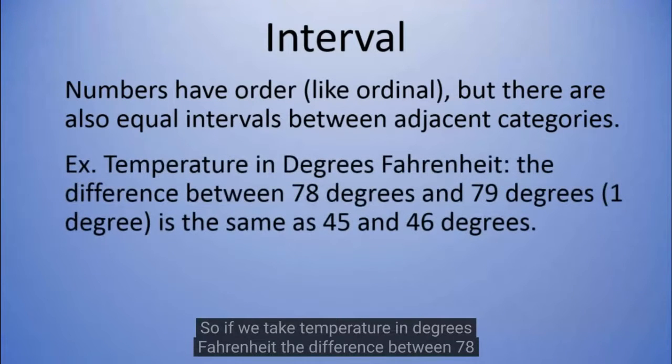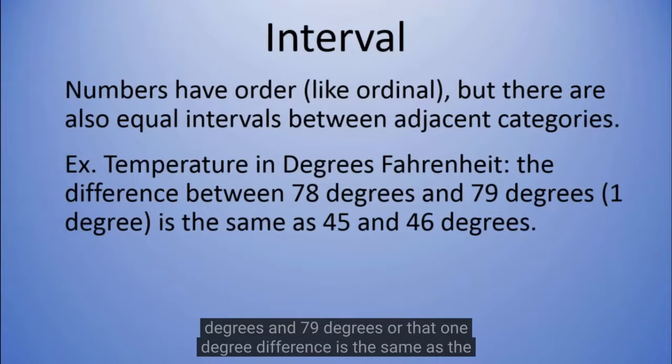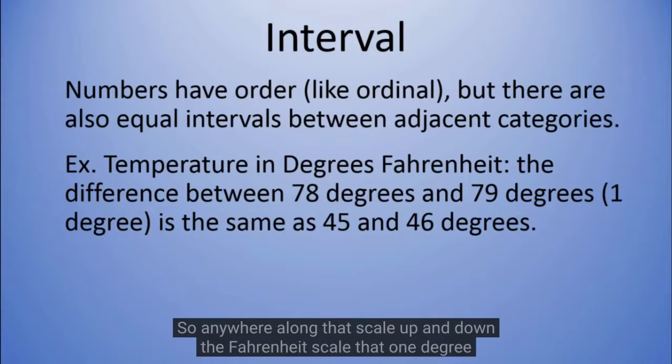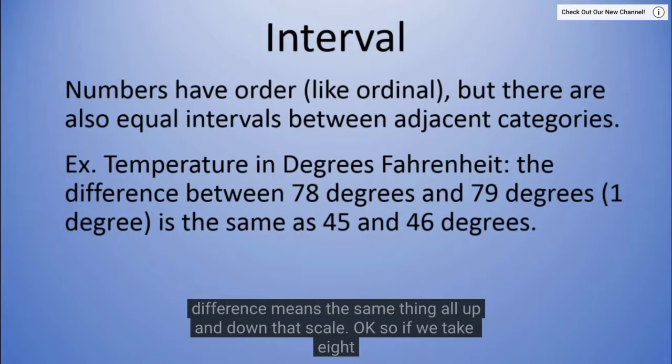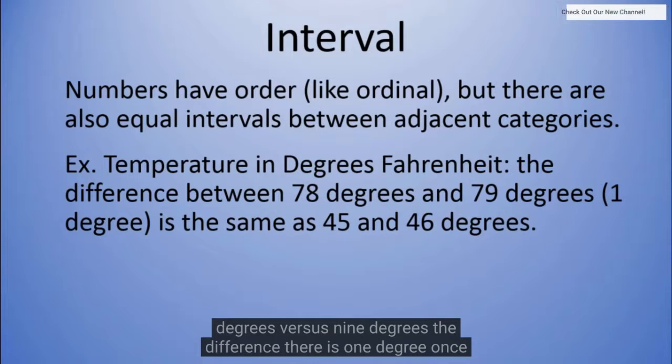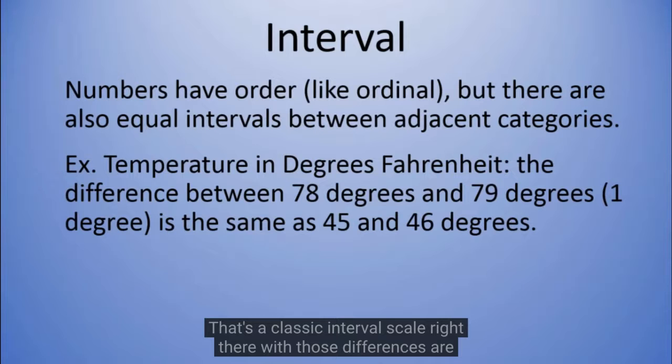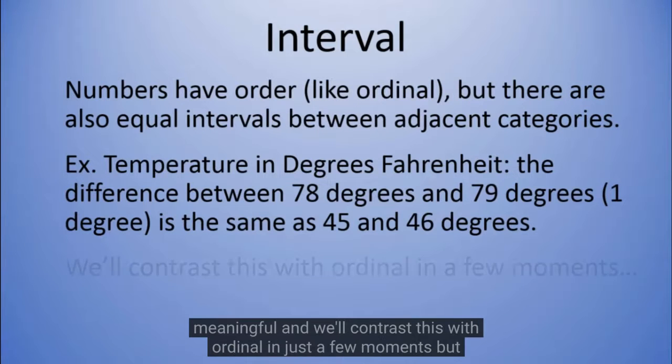So if we take temperature in degrees Fahrenheit, the difference between 78 degrees and 79 degrees, or that 1 degree difference, is the same as the difference between 45 degrees and 46 degrees. 1 degree difference once again. So anywhere along that scale, up and down the Fahrenheit scale, that 1 degree difference means the same thing all up and down that scale. Okay, so if we take 8 degrees versus 9 degrees, the difference there is 1 degree once again. That's a classic interval scale right there, where those differences are meaningful.